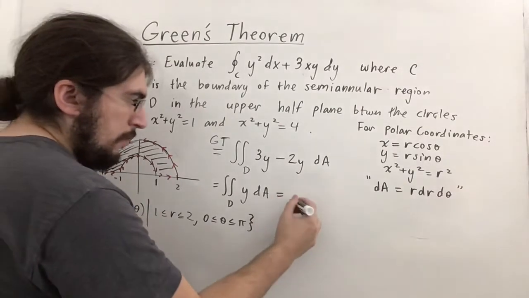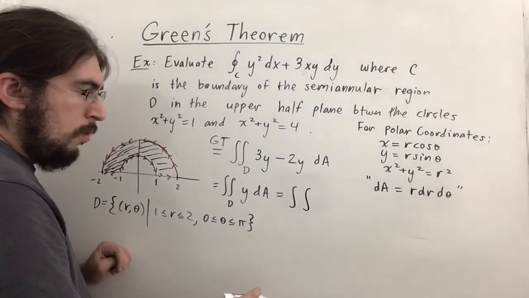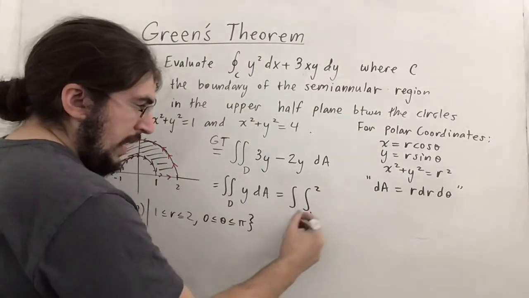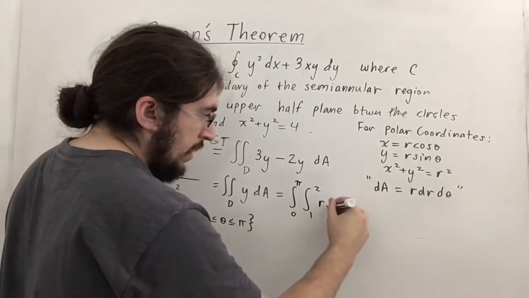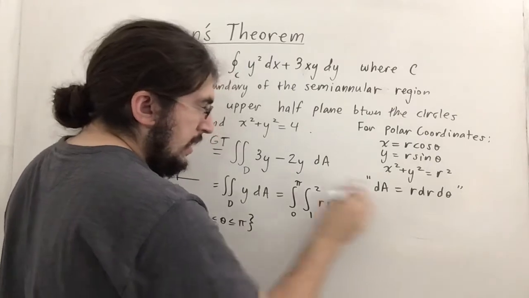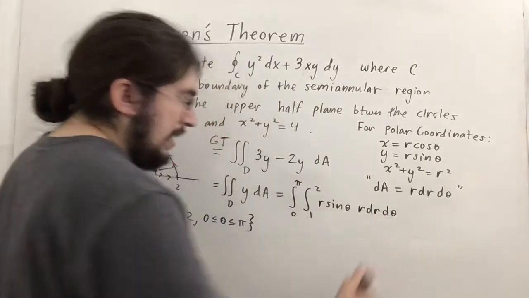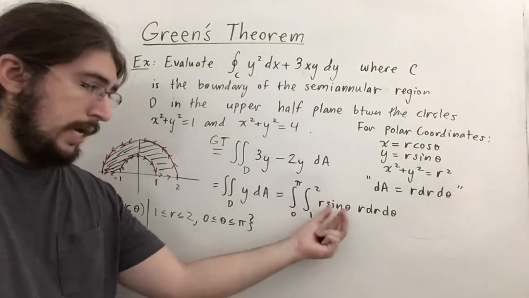So converting this to polar, now we can say this is the double iterated integral, where r is going from 1 to 2, theta is going from 0 to pi, y is being replaced with r sine of theta, dA is being replaced with r dr d theta. And we actually have a multiple of r and theta, and sine of theta in this case.